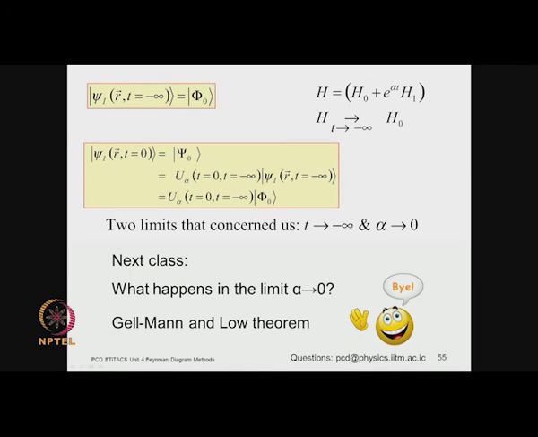We will discuss now the limit alpha going to 0, because there are these two limits which are of interest to us, t going to minus infinity, we discussed that. The other limit which is of interest to us is alpha going to 0, and when we do that we get a very important result in quantum field theory which is known as the Gell-Mann and Low theorem. Okay? So, we will discuss this in our next class.